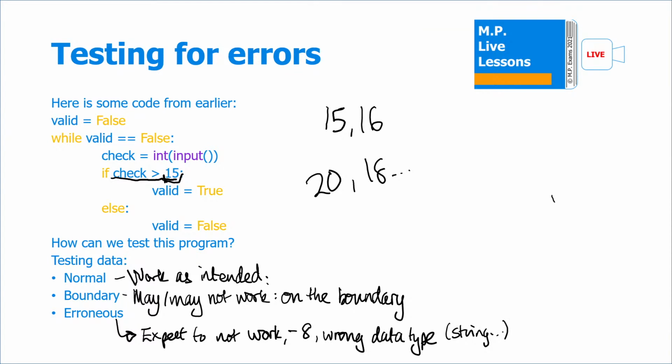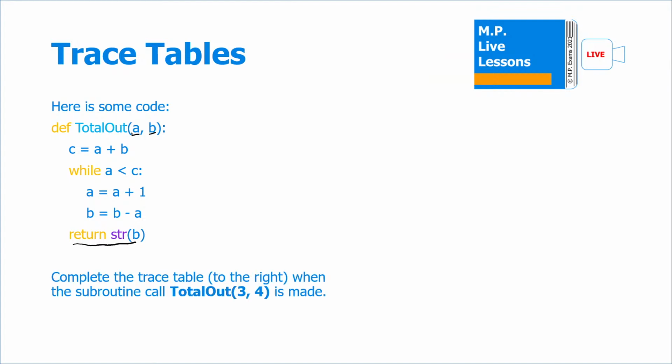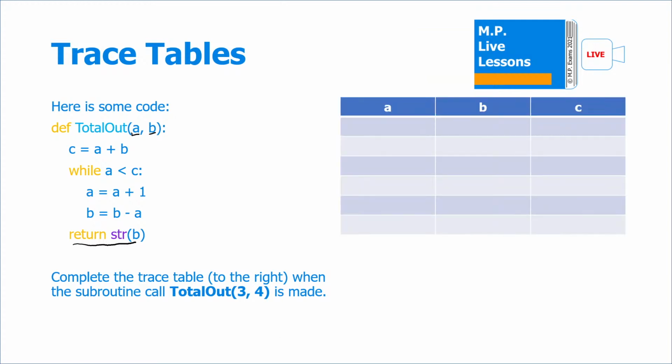The last way of testing the programming is through trace tables. So here's some code. We have a subroutine where we have some inputs and outputs, so that's our return bit. So this is actually a function. We complete the trace table, which is to our right, when the subroutine call total(3, 4) is made. So here's our trace table.